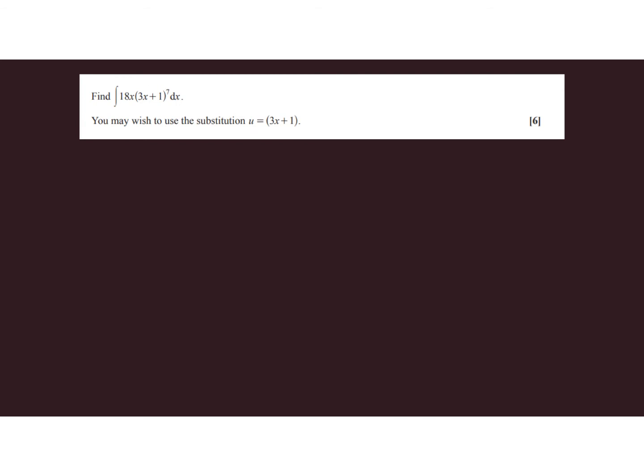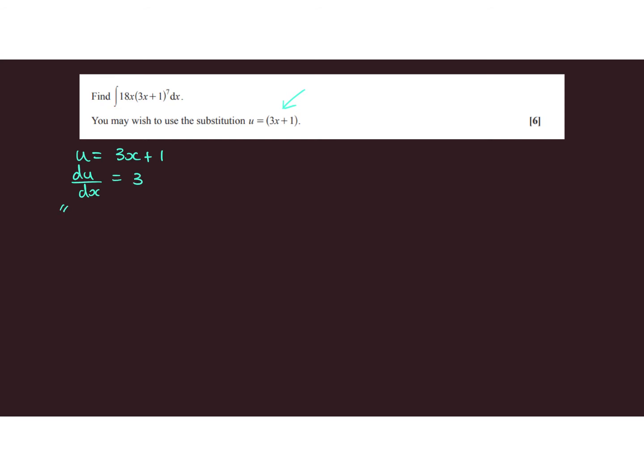So the second example is an integration question. We've got to find this integral. We've actually been given some starting points here. We've been given the substitution. So we have to do this with integration by substitution. So what do we know? We know that u is equal to 3x plus 1. So du by dx is equal to 3.